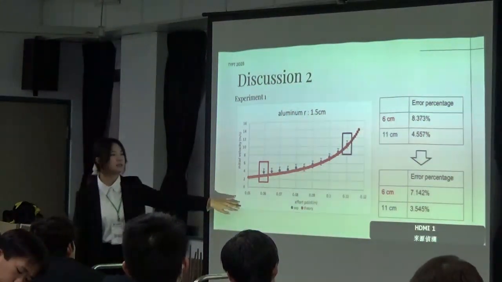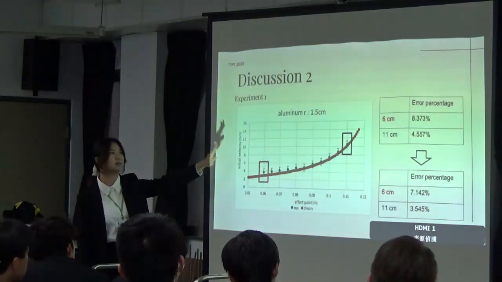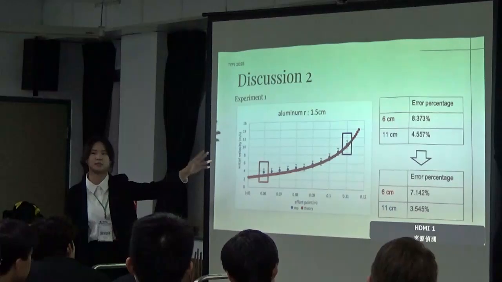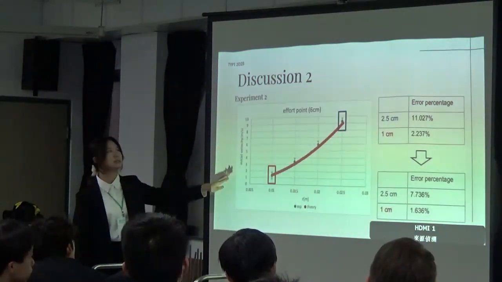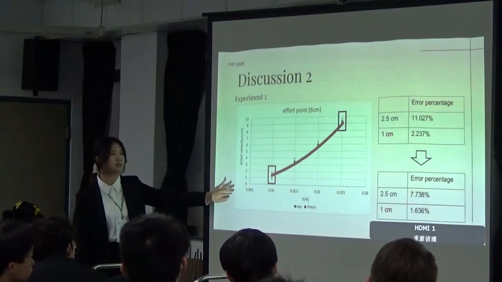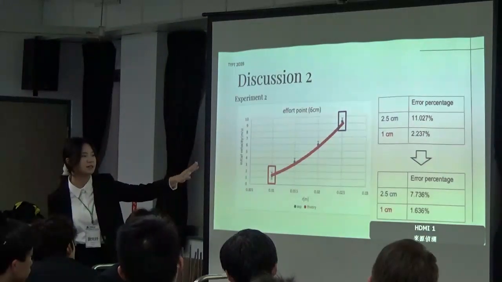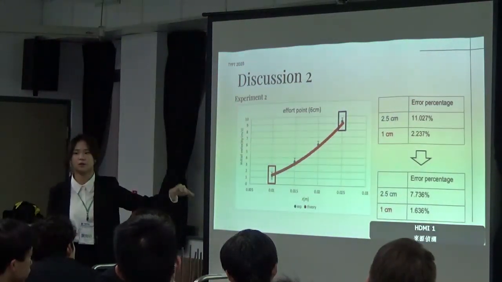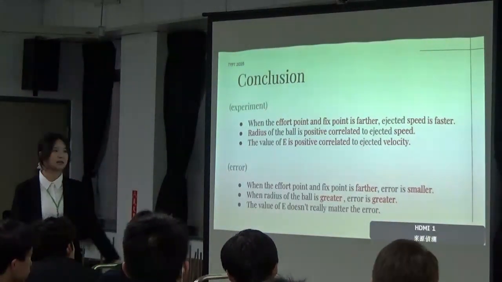And for this chart, the error percentage didn't really change a lot. It's because the radius of the projectile is only 1.5, it's not the largest radius. And this is the correction of experiment 2. We can see that for the 2.5 centimeter radius, the percentage has been lower a lot. So, yes. And here comes the conclusion.